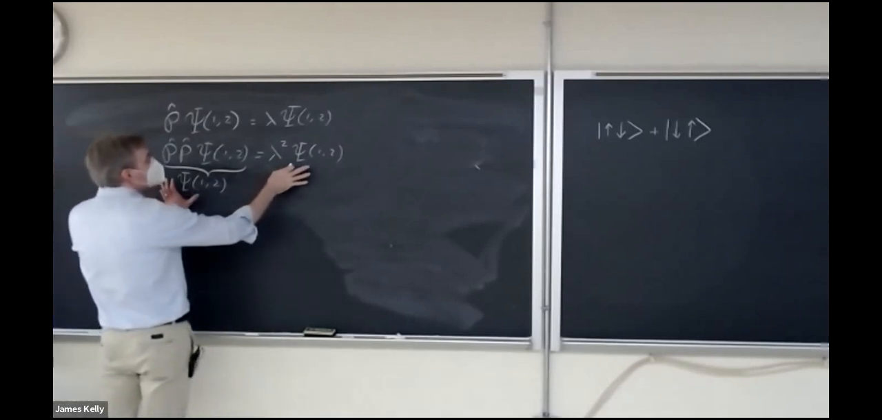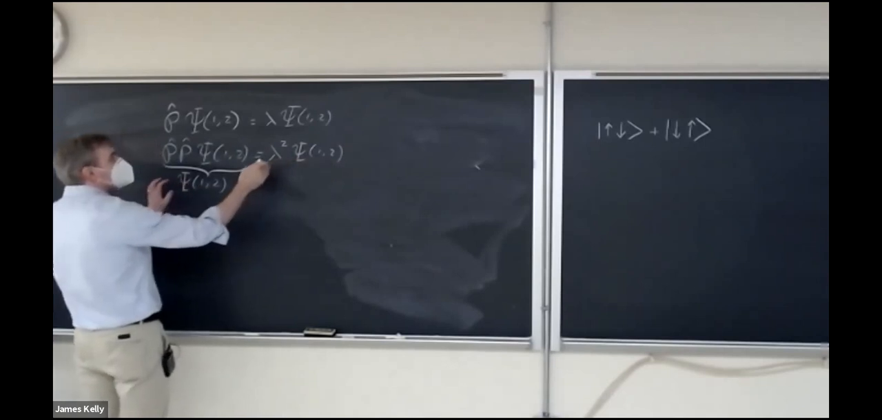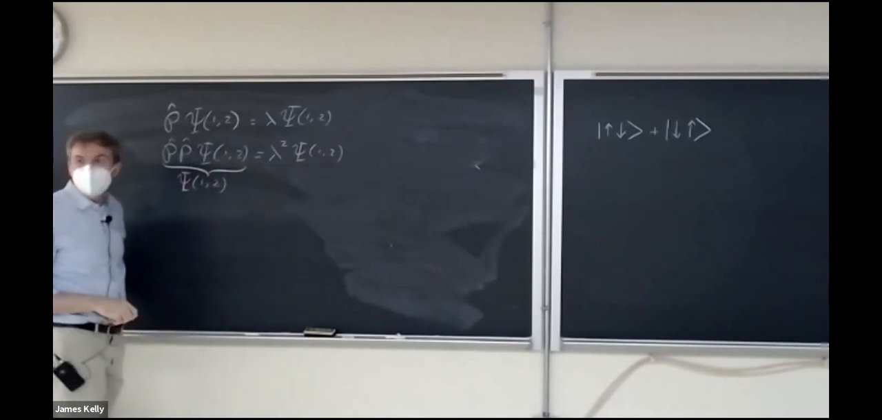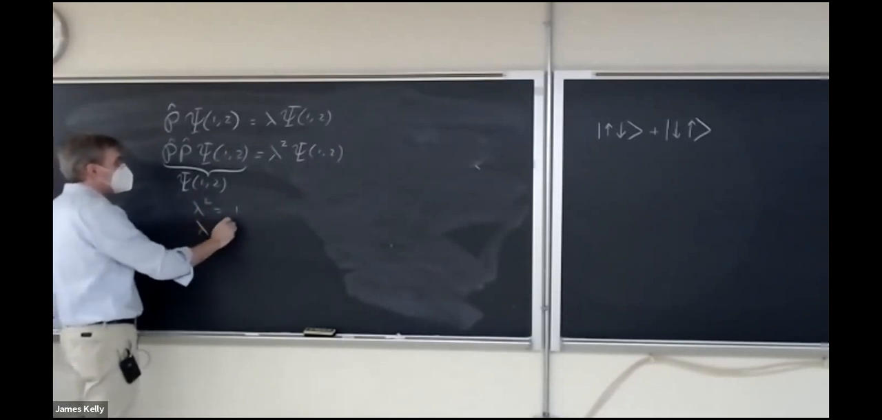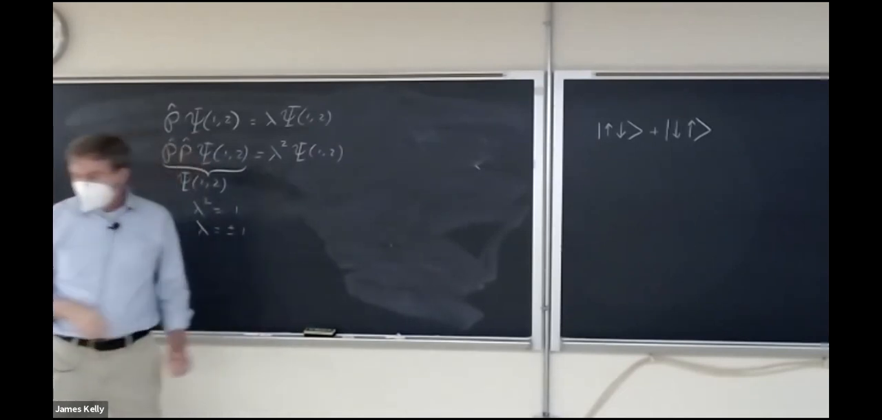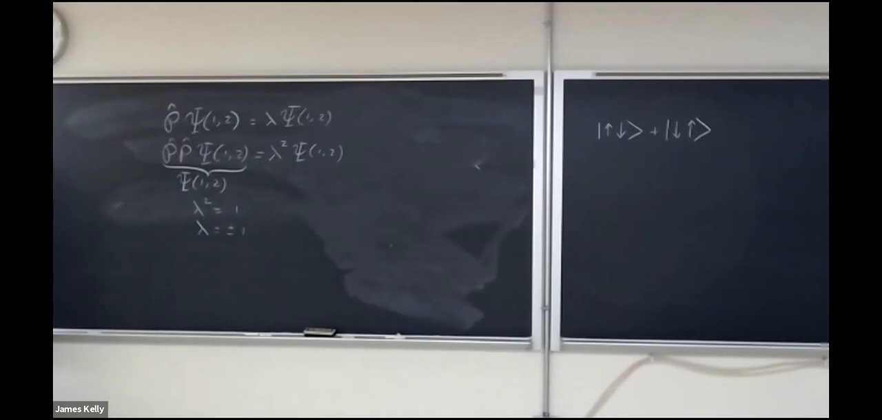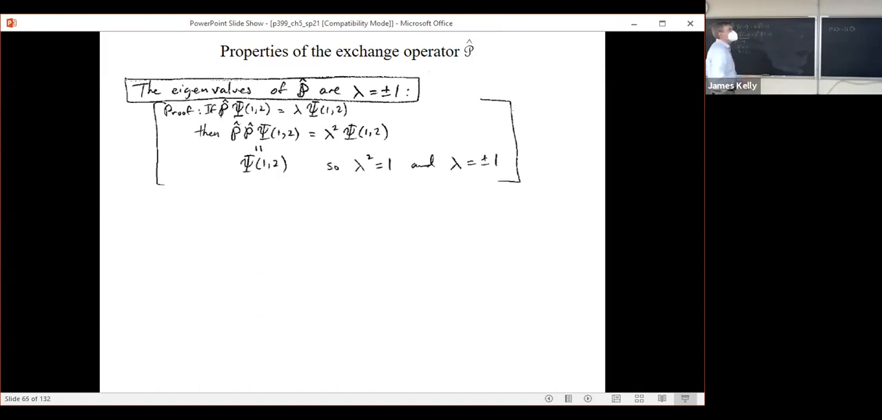And so if these two sides are going to be equal, and this is a perfectly normalizable, non-zero function, that means that lambda squared has to be 1. And that means that lambda is equal to plus or minus 1. That's an easy proof that those eigenvalues are pretty simple to get. Questions about that? Okay. So there's the proof. It's in the notes.